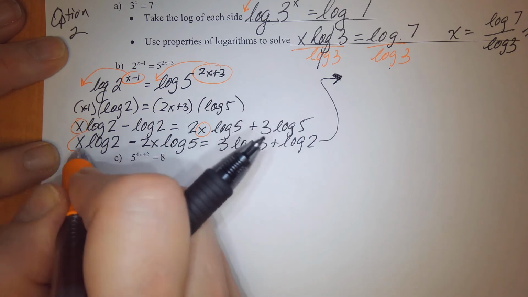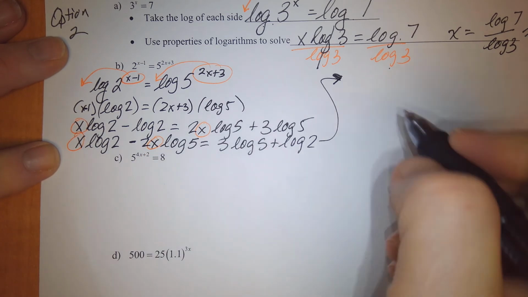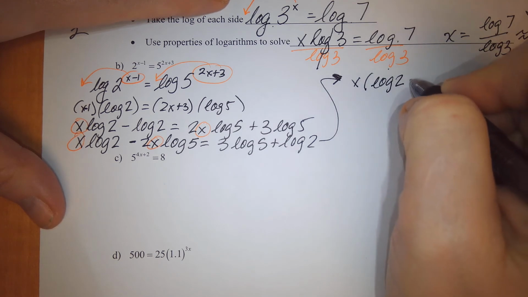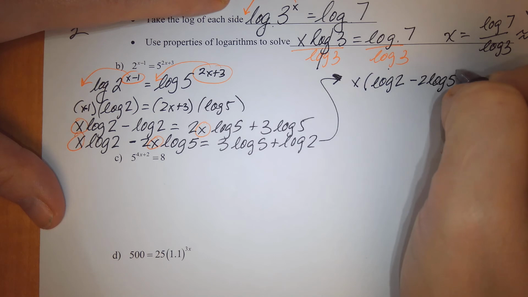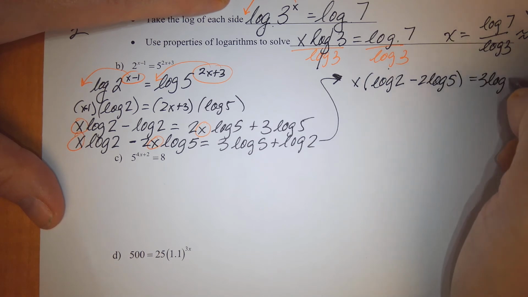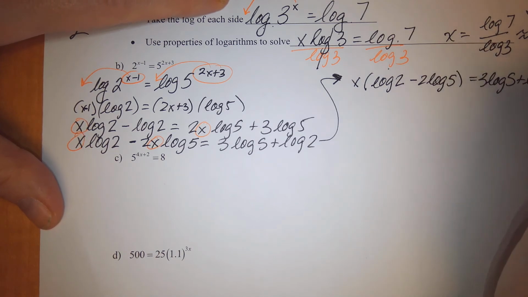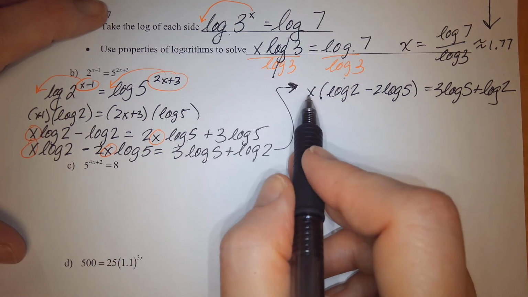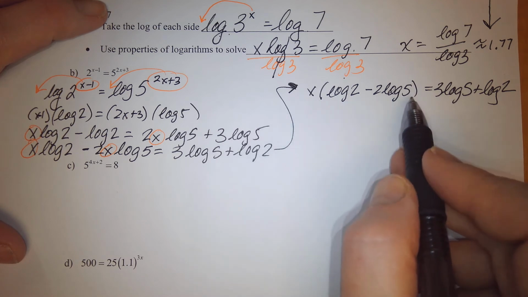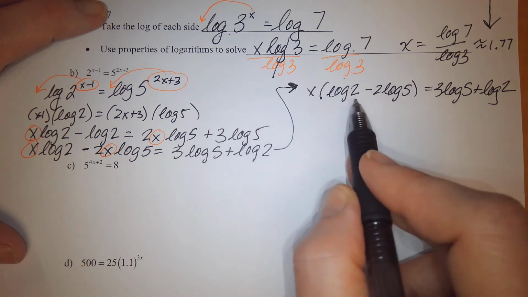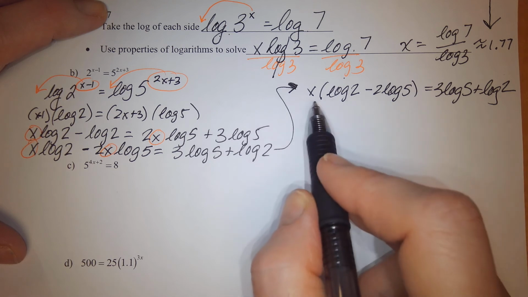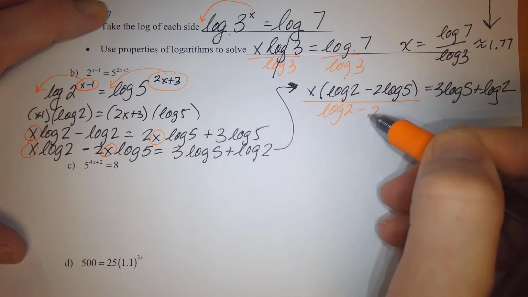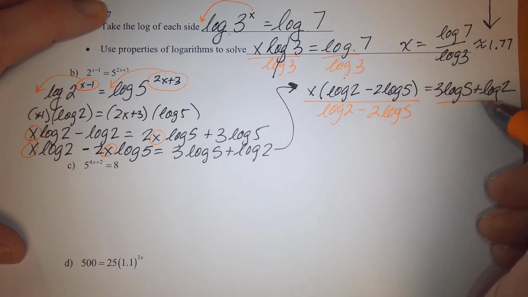Now that we have the x's on one side of the equation, I'm going to factor it out in front. So x times (log 2 minus 2 log 5) equals 3 log 5 plus log 2. Now that the x is isolated, all I have to do is divide by the factor that's multiplied to it to the other side, and I'll have x all by itself. So let's divide both sides by log 2 minus 2 log 5.